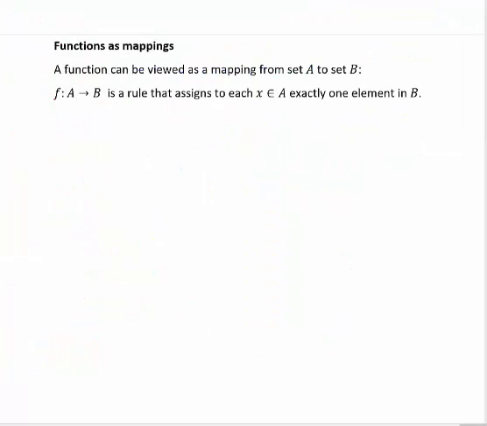The next topic we study is functions, and we're going to think of them a bit more abstractly as mappings from one set to another. A function can be viewed as a mapping from set A to set B, and this is the way that we say it. F colon A arrow B means that F is a mapping from A to B, and it is a rule that assigns to each X in A exactly one element in B. So A is obviously its domain.